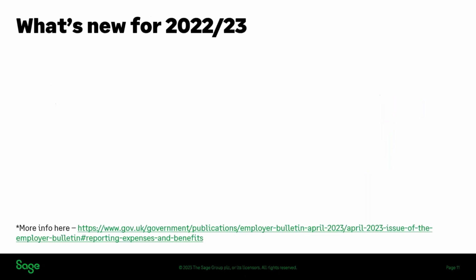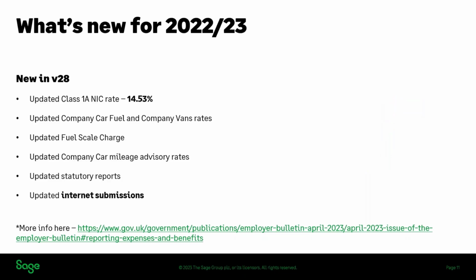So a quick look now at what's new for 2022 to 23. New in version 28 is all around updates to the legislation. So there is an updated Class 1A national insurance rate of 14.53%. Now, the reason for this was in 2022 to 23, the government introduced the Health and Social Care Levy, which increased the rate of employer national insurance and then withdrew it again in November, mid-tax year.